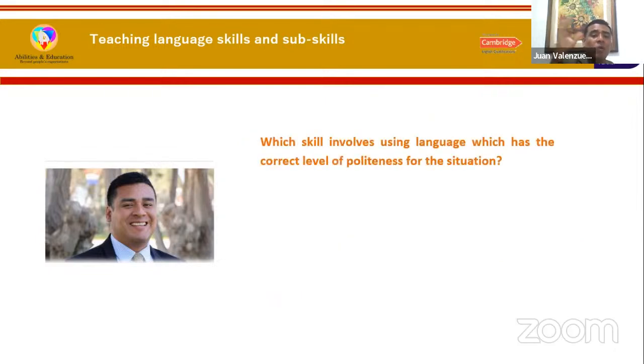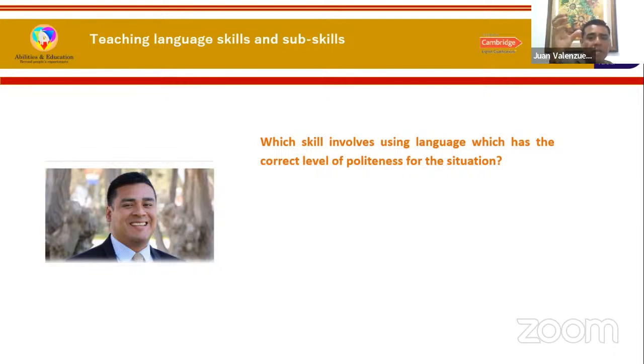Now, which skill involves using language which has the correct level of politeness for the situation? Being formal or informal. It is important to know if you have to be formal, informal, or neutral. If you are talking to your boss or to the principal of the school, you have to be formal. If you are talking to a friend, you can be informal. If you are talking to someone in the street, maybe you can be neutral.